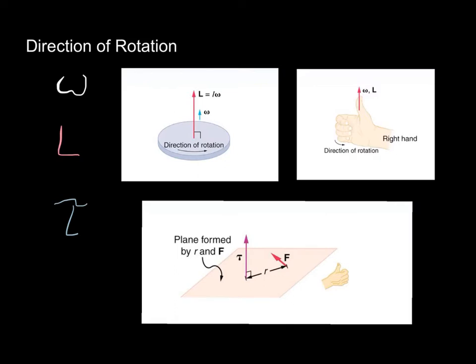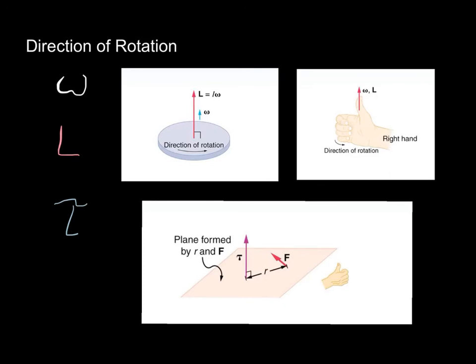For torque, it's a very similar thing, using your right hand, keeping your thumb extended, but instead of curling your fingers in the direction of rotation, you point your fingers in the direction of the force applied. So your hand points along r, your fingers point in the direction of the force, and whichever way your thumb is pointing is the direction of torque. That's how we can think about direction in terms of whether something's positive or negative. You can call clockwise positive, counterclockwise negative, or something along those lines.